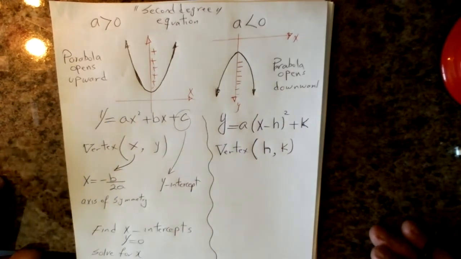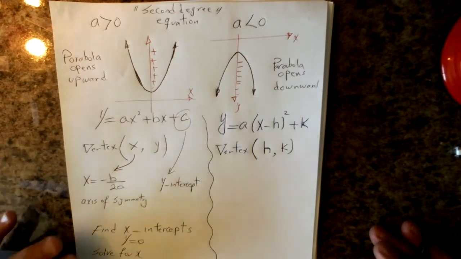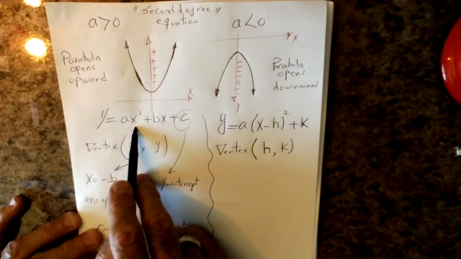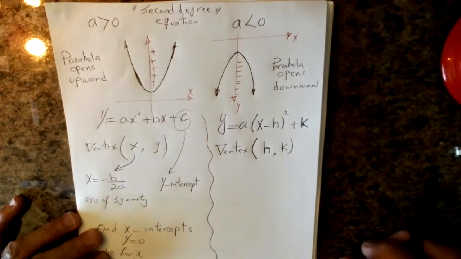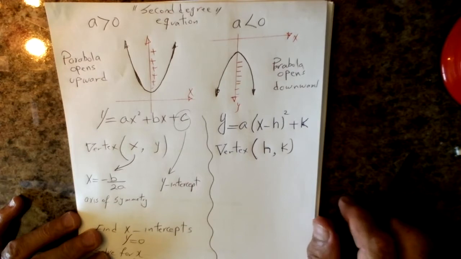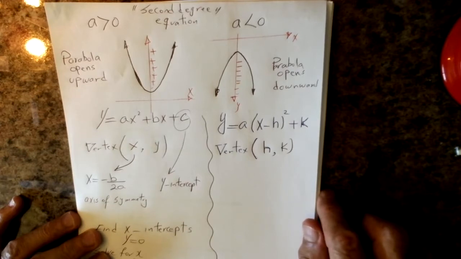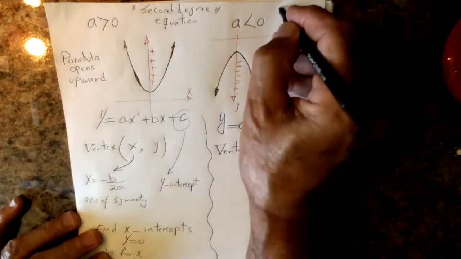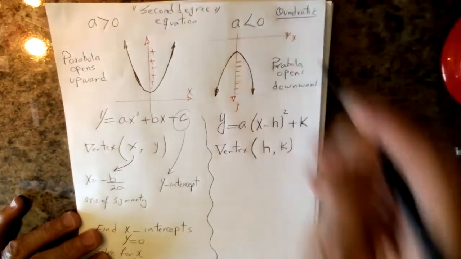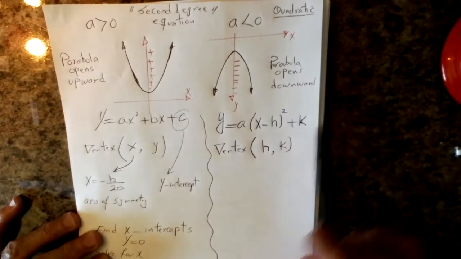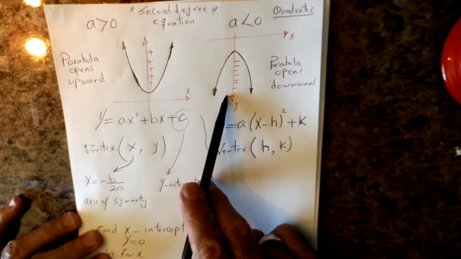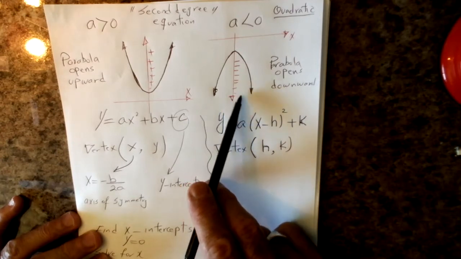This chapter, we are talking about the second degree equation. A second degree equation has the highest degree of x being 2. And there are two general formulas that we use for second degree equations. We also call them quadratic equations. The graph of this equation is the parabola. It's either open downward or upward.